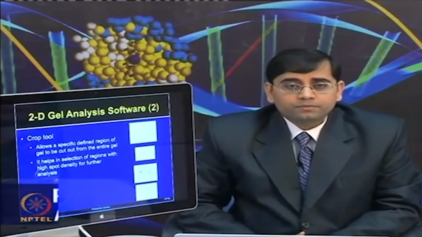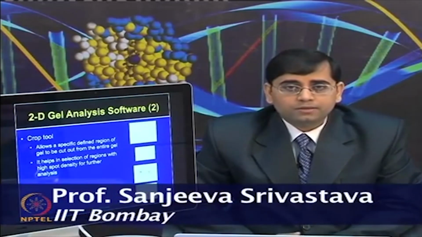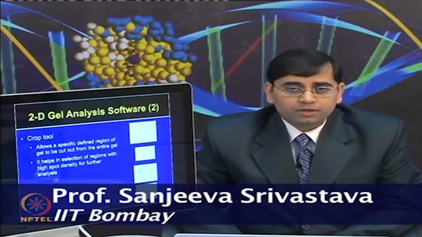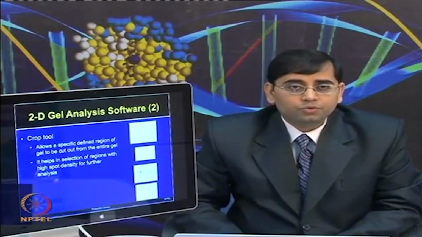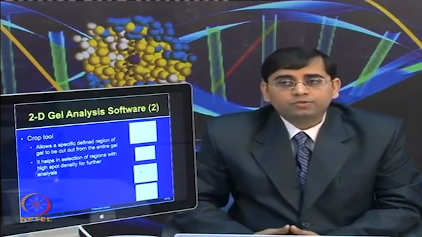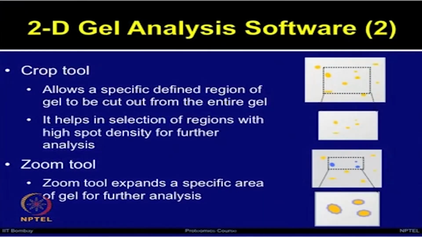The crop tool is the first part which you would like to use. If in your gel you have some extra regions where you do not have any spot of interest, probably you would like to crop those regions, and crop both your control and treatment gels uniformly. This crop tool allows a very specific defined region of the gel to be cut from the entire gel. It helps to select the region with the high spot density, which can be used for doing further gel analysis.